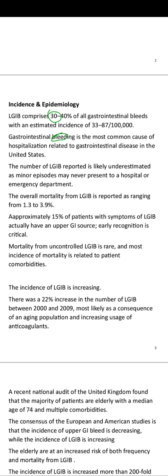If we are talking statistically, the number of lower GI bleeding cases is underestimated, because some minor bleedings, like those from anal conditions or minor transient bleeding, will not even present to the hospital. The overall mortality from lower GI bleeding is about 2%, which is relatively low, and we will see why the mortality is low.